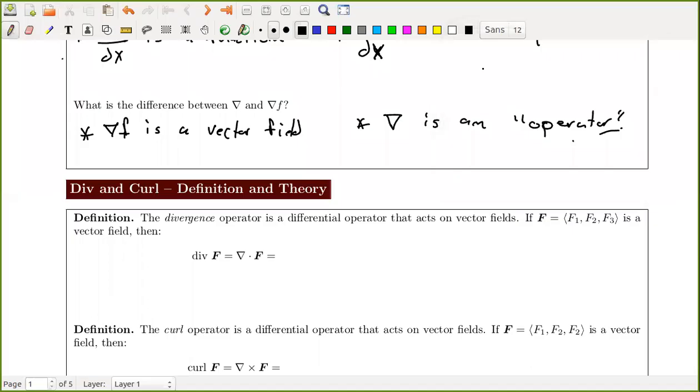Okay, so there's two differential operators that we're going to talk about. One is the divergence, one is the curl, and we're going to start with the divergence operator. Now let me just come back up here to the warm-up and make a little addition.